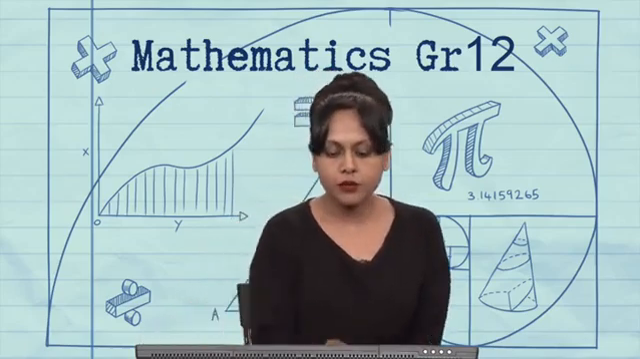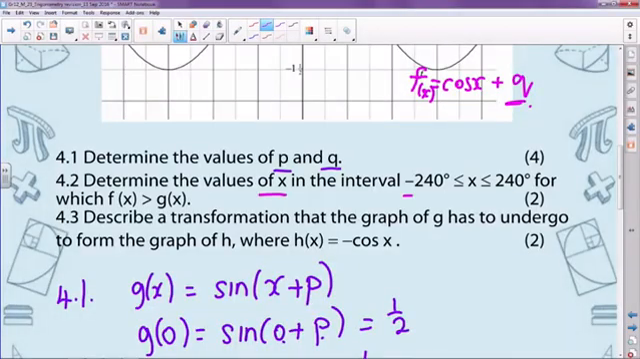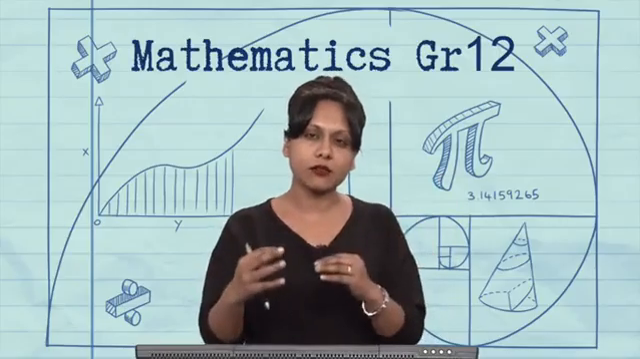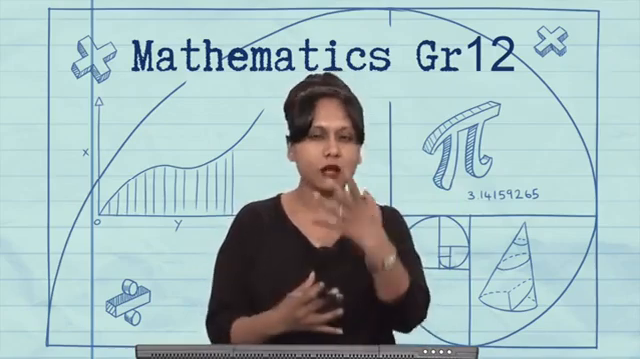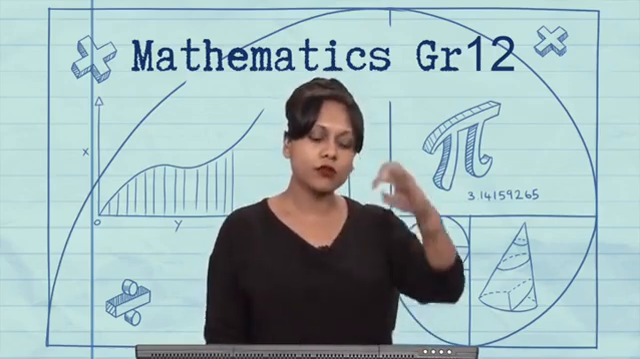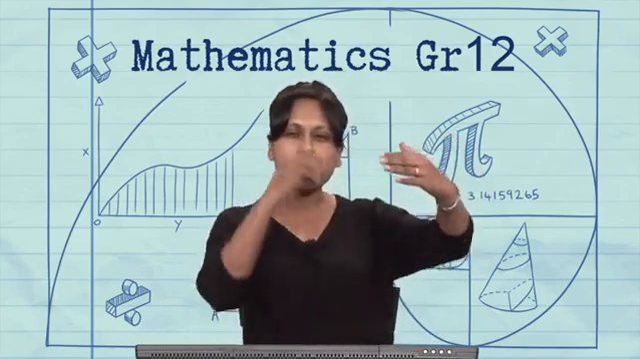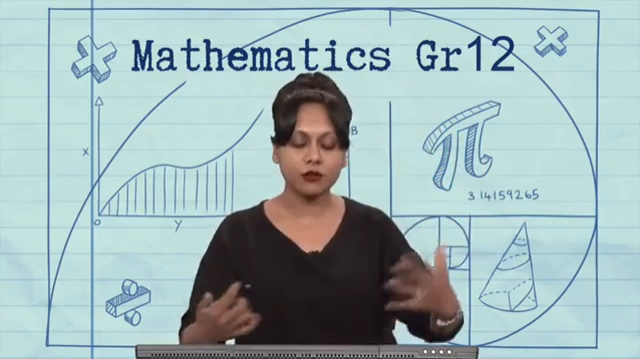Here you're asked to determine the values of x in the interval minus 240 to 240 degrees for which the graph of f is greater than g of x. So really what you're looking for here is where this cos graph is going to lie above the sine graph. Where's the graph of f greater than the graph of g? So if we had to put this into algebraic terms, we're looking for where the y values of the one graph are bigger than the y values of the other graph.